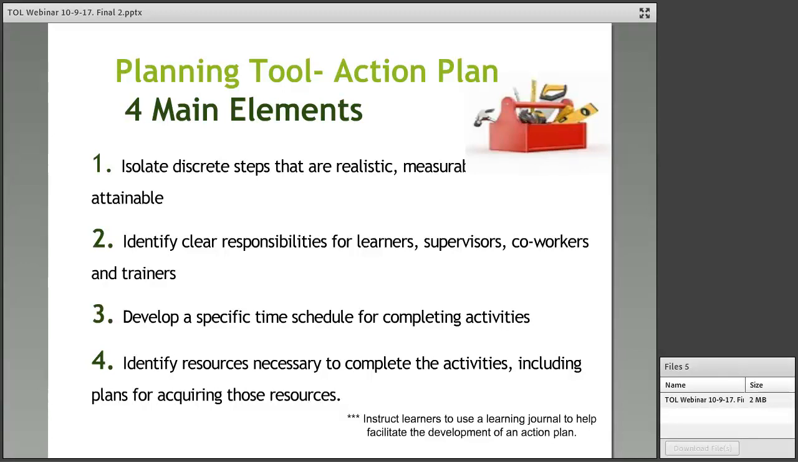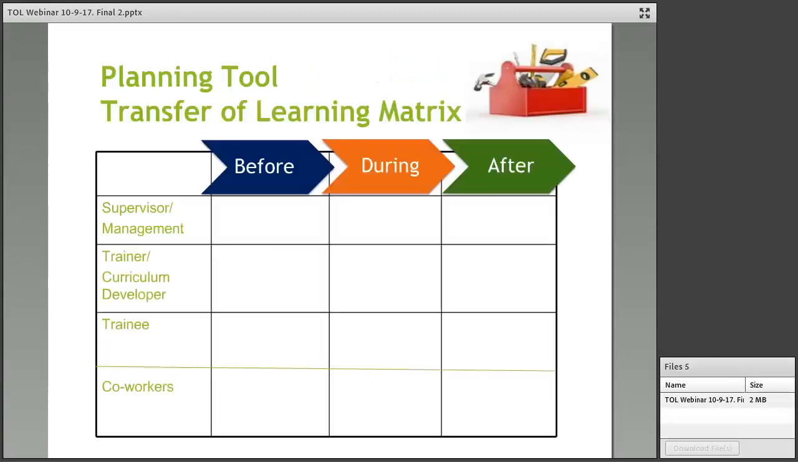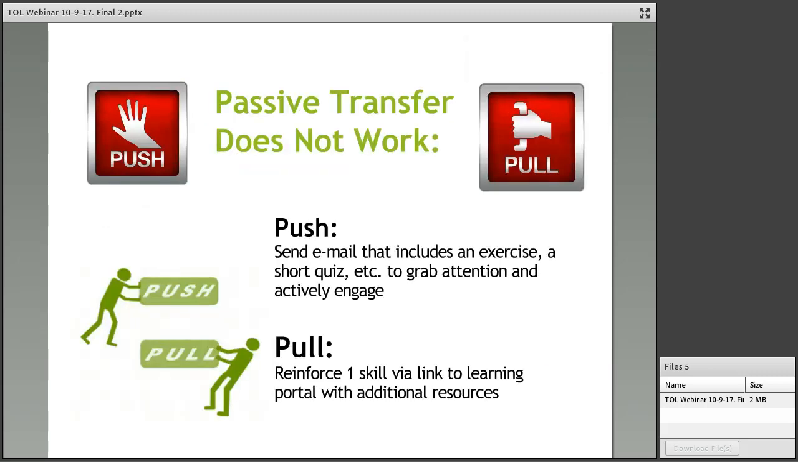And I just want to note that we have a matrix and some other resources available on our pilot site materials on our website. So please do take a look at those resources on our website.